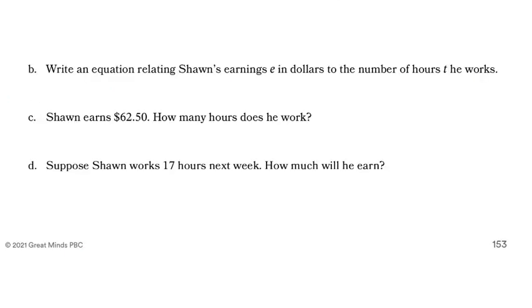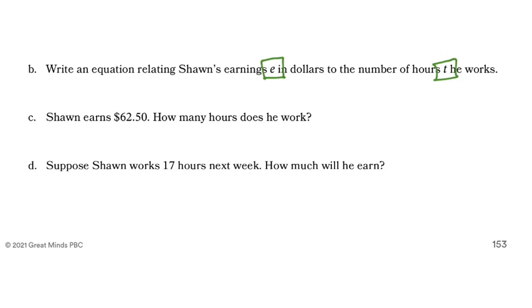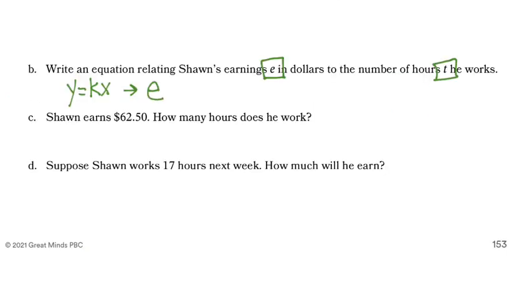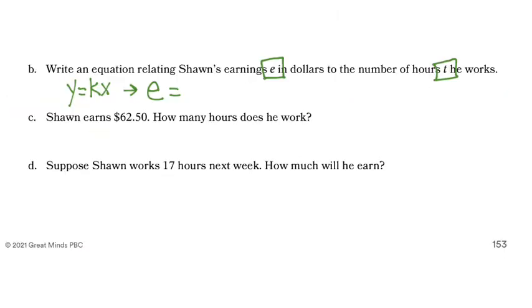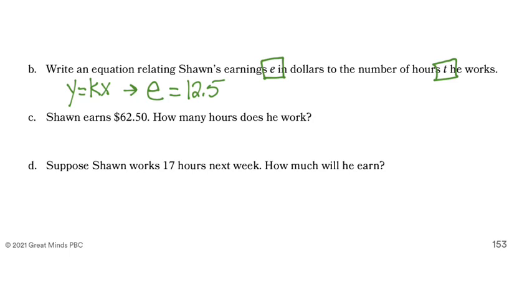Now they want us to write an equation relating his earnings in dollars, so E for earnings and T for time. If we go back to the table, we see our Y is our earnings. The format that we use to write equations is Y is equal to KX. So in our table, we said the Y was our earnings, so E instead of Y. We know that our constant of proportionality is 12.5. And from our table, our X is our amount of hours, so that was T.